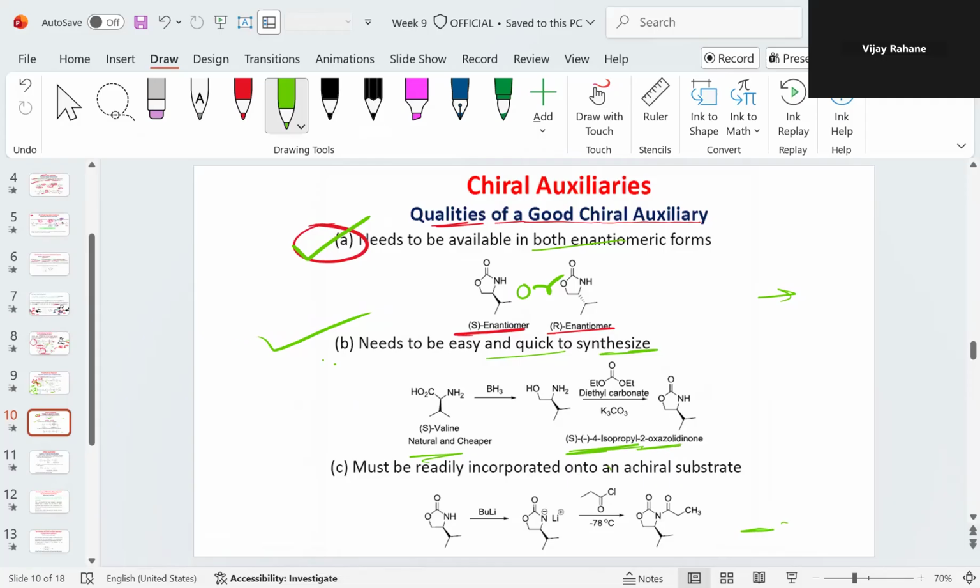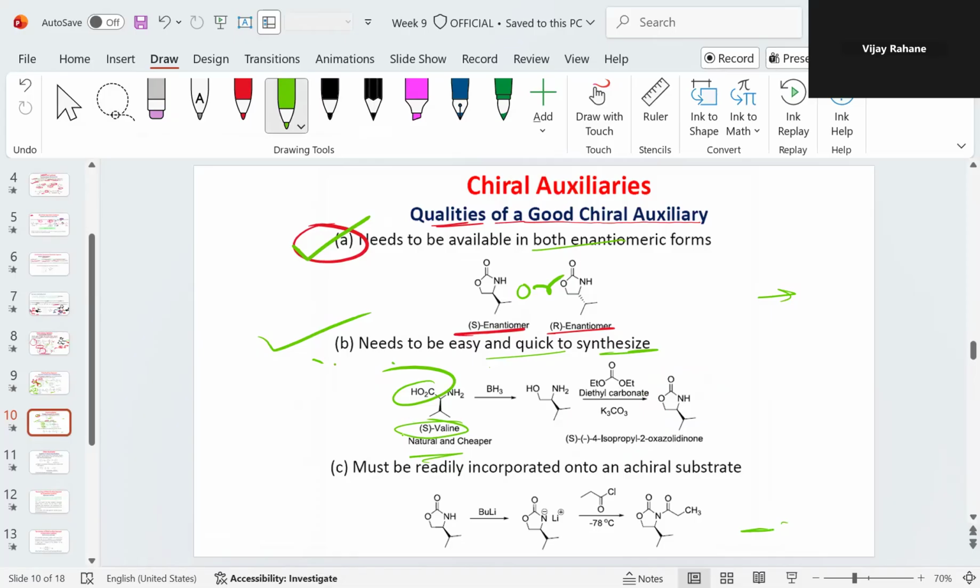The first step is BH3. In the first step, we have this S-valine. This is a natural amino acid, and a very cheap amino acid. If you do the carboxylic acid reduction with BH3-THF, then we get the alcohol. Once we have this alcohol and the NH2 group in the starting material, when you treat it with diethyl carbonate, we get this product, and this is our chiral auxiliary. So like this, a chiral auxiliary needs to be easy and quick to synthesize.